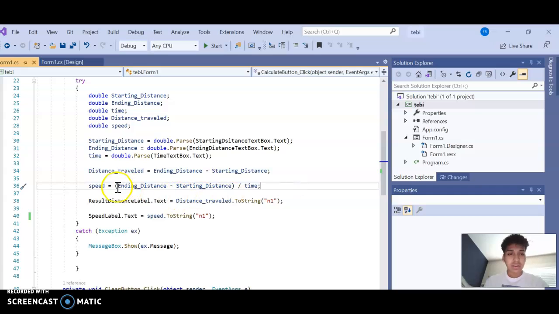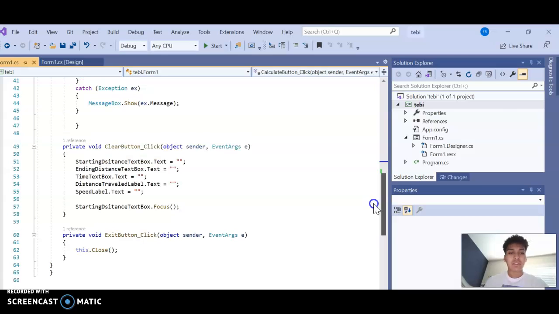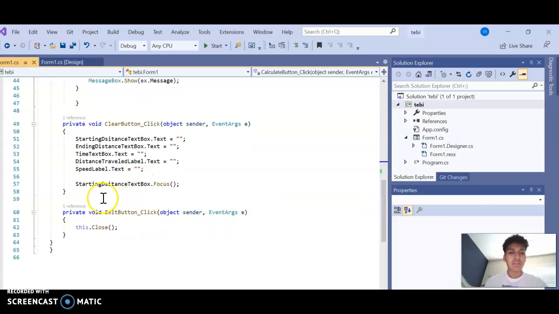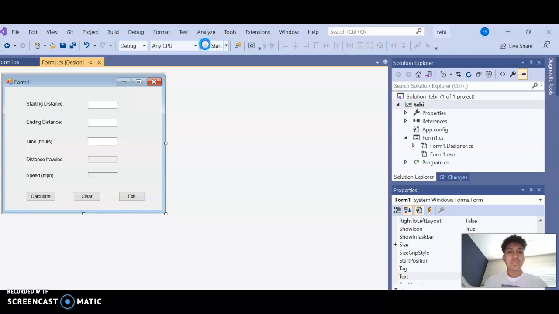Our split is right here, which is equal to the ending distance minus the starting distance, divided by time. And the distance traveled is equal to the ending distance minus the starting distance. Then we have our clear button and our exit button. So let's make sure it works.